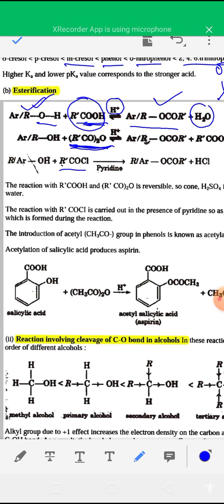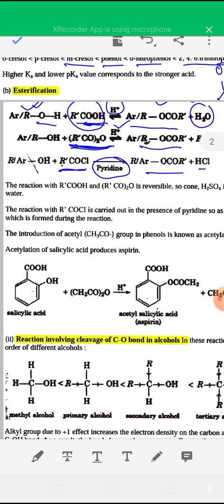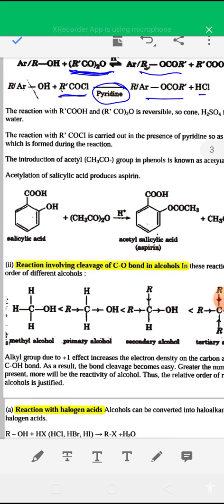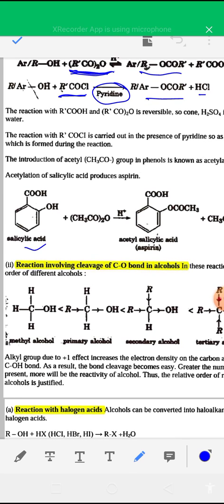When alcohol reacts with carboxylic acid or acid anhydride in the presence of H+, in the presence of H2SO4 catalyst, then you will get an ester and one more product. Similarly, when alcohol reacts with acid chloride in the presence of pyridine, you will get an ester and HCl. One example of an esterification reaction is given here. Salicylic acid is an aromatic alcohol because an OH group is present. In salicylic acid, both an OH group and an acid group are present.